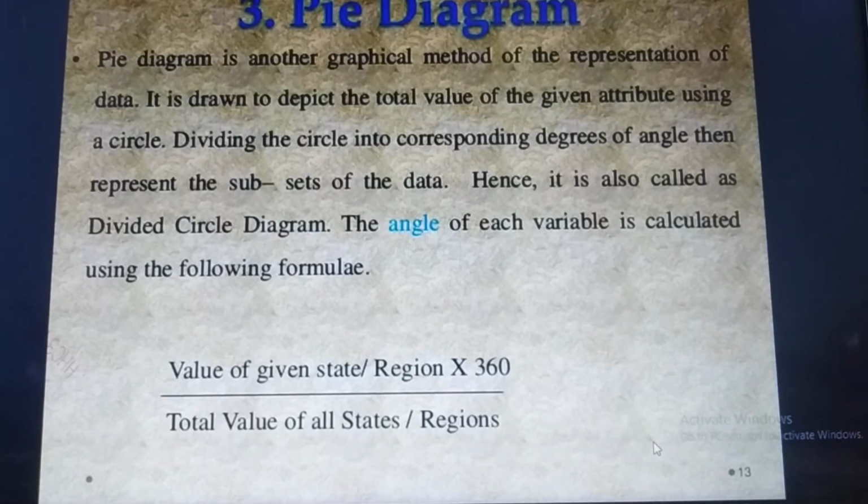Pie diagram. The pie diagram is another graphical method of representation of data. It is drawn to depict the total value of a given attribute using a circle, dividing the circle into corresponding degrees of angle representing the subset of data. Hence, it is also called a divided circle diagram. The angle of each variable is calculated using the following formula: value of given state divided by total value of all states and regions, multiplied by 360.